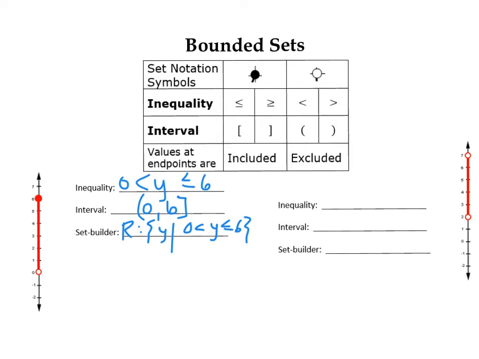Let's try this other example. Here we have between the two numbers 2 and 7. Remember, we're going to be putting the y value first. The smallest number is on the left. The largest number is on the right. Because they're open circles, we do not put the equal symbol. So y is between 2 and 7. Moving over to interval, we remove the stuff and we just talk about the 2 and the 7. And we just want to worry about whether it's parentheses or brackets.